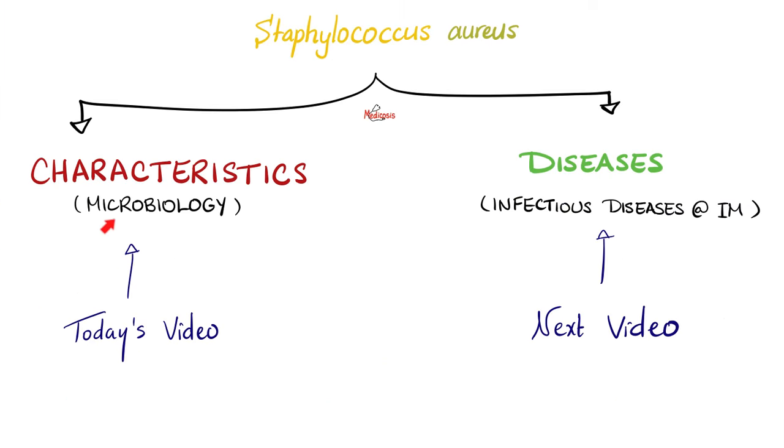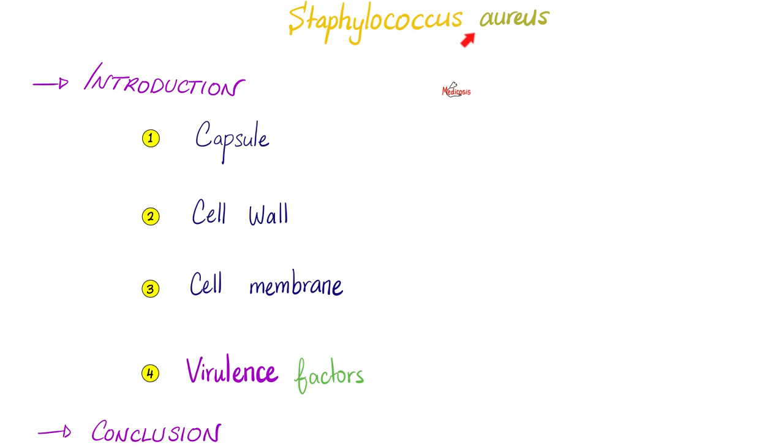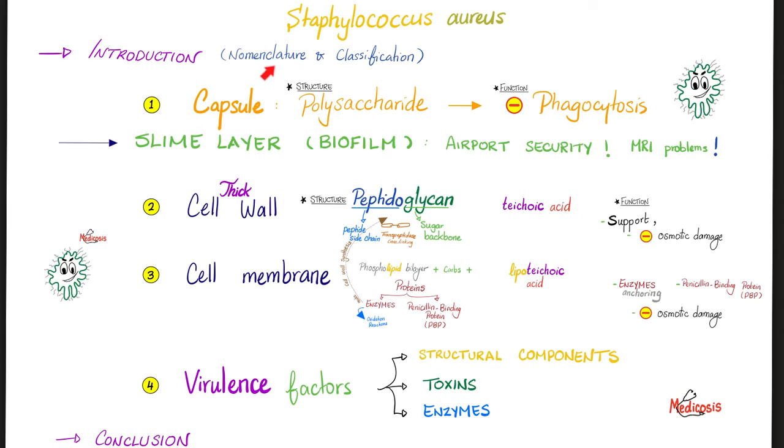Today's video will talk about the microbiology or the characteristics of Staph aureus. In the next video, we'll talk about the infectious diseases, internal medicine stuff, caused by Staph aureus. And boy, do we have some interesting stories coming. Let's organize today's video. Let's get oriented. In the beginning, we'll talk about introduction and then the capsule of the bacteria, followed by the cell wall. Dig deeper, cell membrane, and the virulence factors of Staph aureus. And then we will summarize. In introduction, we'll talk about the nomenclature and the classification of Staph aureus.